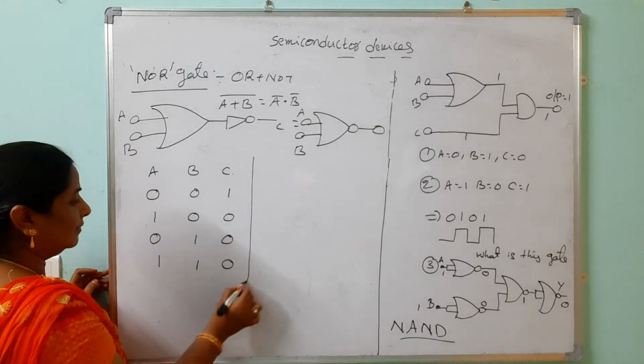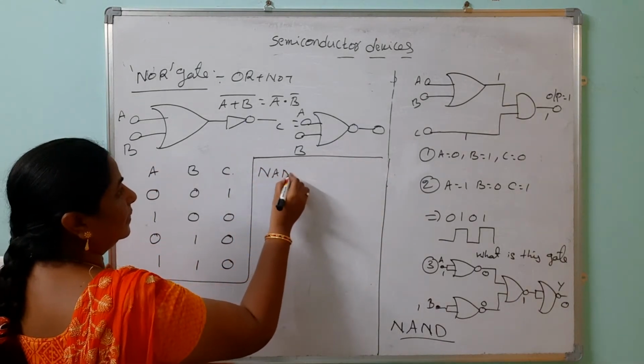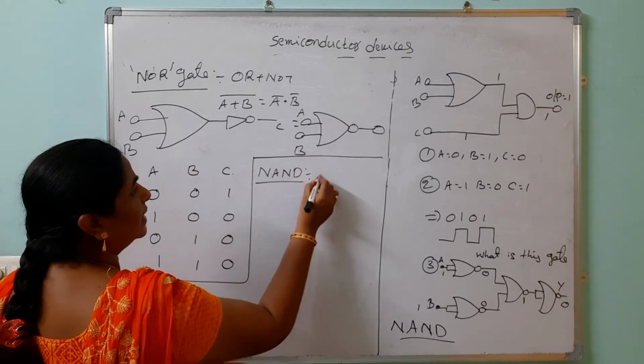Then the next one is the NAND gate. What is the NAND gate? Same, you can say AND plus NOT.